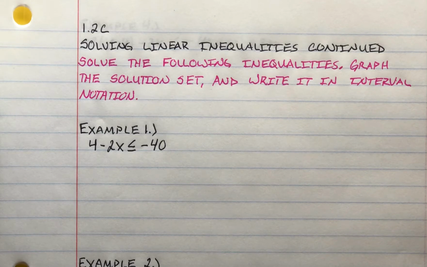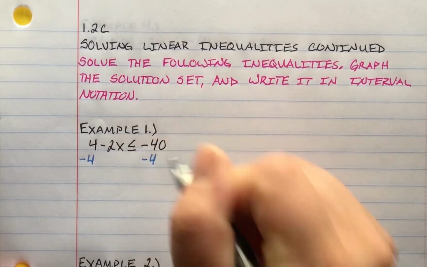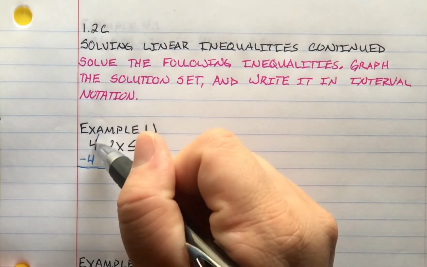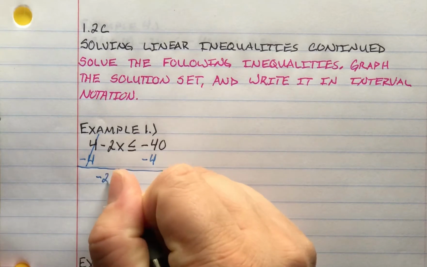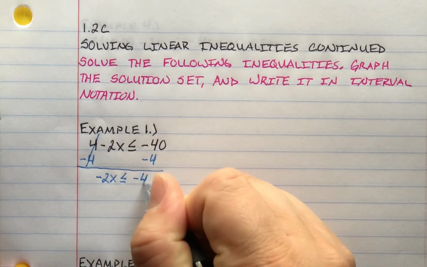To solve this inequality, I'm trying to get x by itself, so I know that I need to move 4 and negative 2 over to the right side. The first thing I'm going to do is move 4 by subtracting 4 from each side. After I subtract 4 from each side, the 4's here cancel out, and I have negative 2x is less than or equal to negative 44.